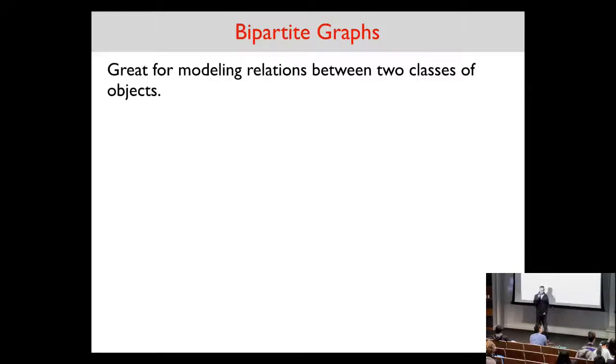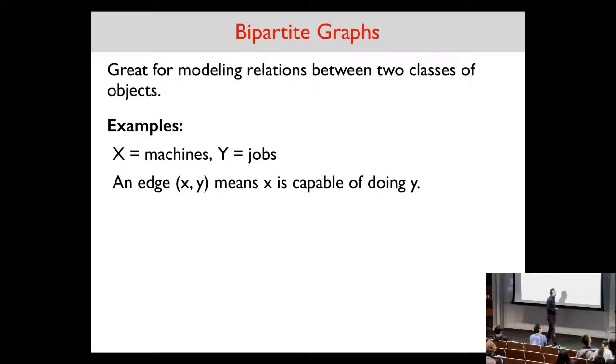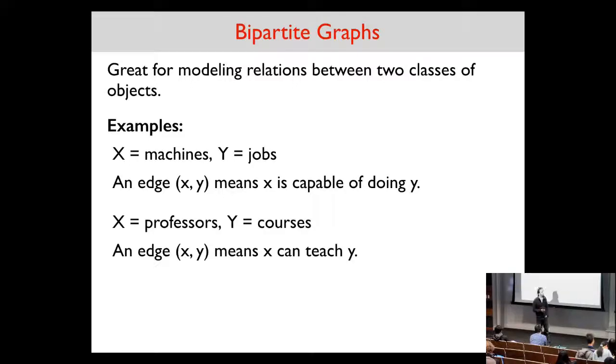Bipartite graphs are extremely important types of graphs. They model various kinds of different situations really well. For example, let's say the set X denotes some machines. Set Y denotes some jobs that those machines may or may not be able to do. You put an edge between a machine X and a job Y if X is capable of doing that job Y. Then you might ask for a matching that covers every job, every vertex in Y.